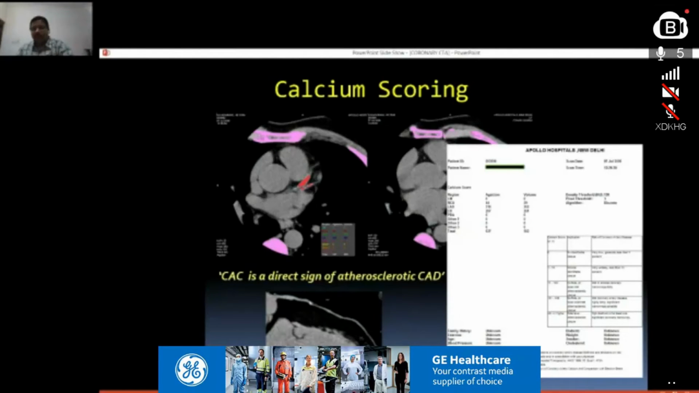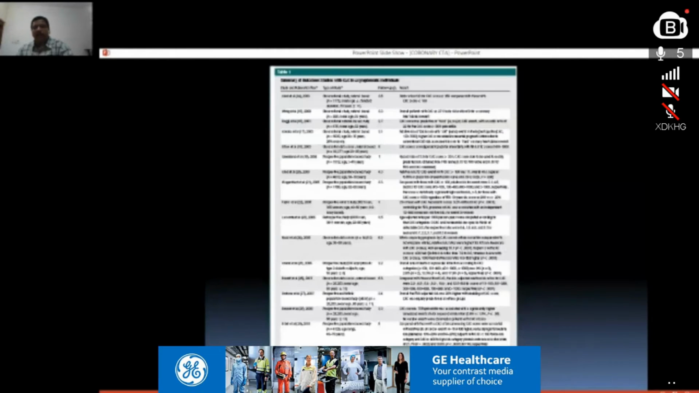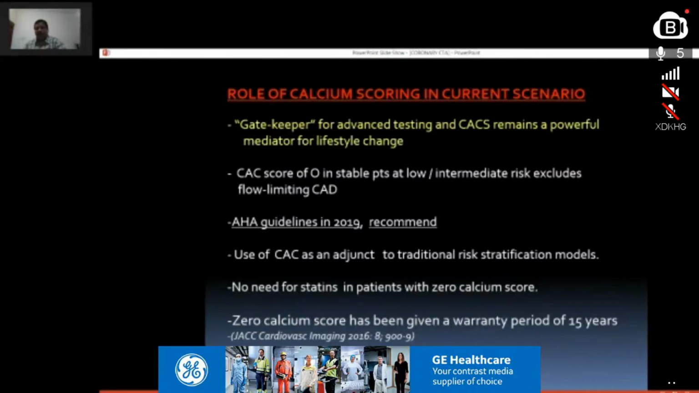There is a lot of work that has been done on looking at calcium score alone, and it has been advised as a gatekeeper for advanced testing, and it remains a very powerful mediator for lifestyle change. Points to be noted are that if a patient has a calcium score of 0 and is in a low to intermediate risk category, the finding almost always rules out flow-limiting coronary artery disease.